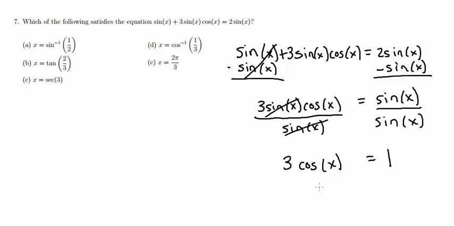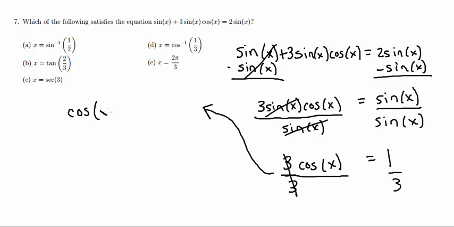So now going from there, I'm going to get rid of this 3. So I'm going to divide by 3 and divide by 3. So moving over here, now these are going to cancel. So I'm going to be left with the cosine of x is equal to 1/3. And now, since I want to find x, I'm going to have to take the inverse cosine of this side. So that means that x is going to be equal to the inverse cosine of 1/3.